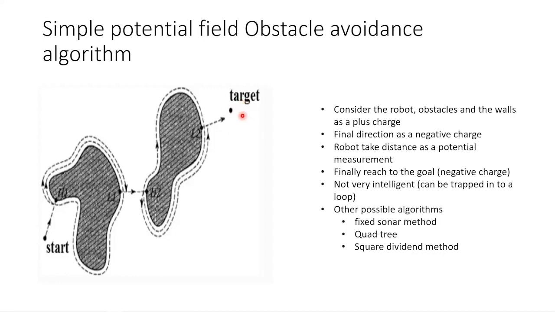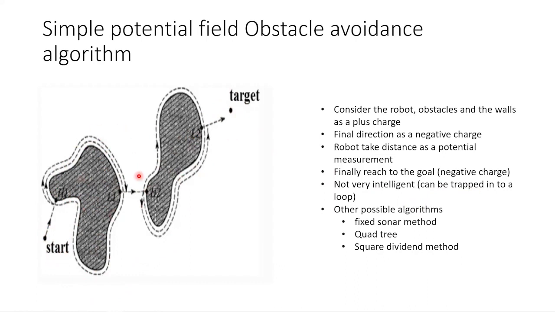the target, because it attracts the positive charge. This is a negative charge, and the positive charge will repel from the obstacle. So eventually, maybe this robot will take a path like this, and finally go to the target. So these are the algorithms.